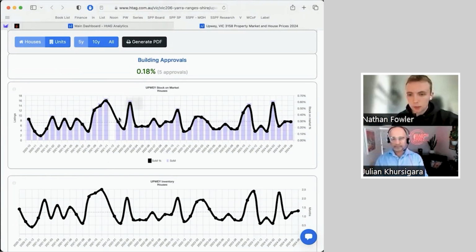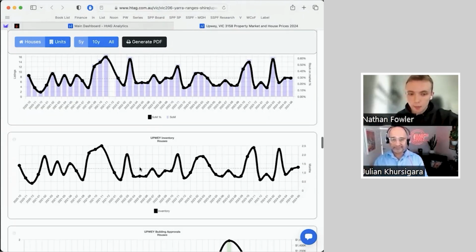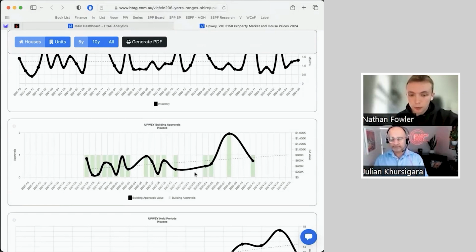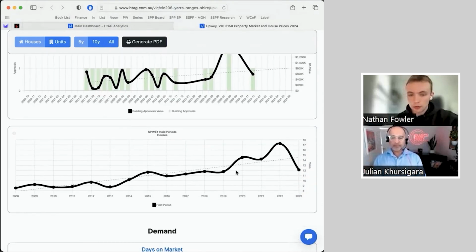You can see the stock on market has been relatively flat, although that's a pretty key metric. The same is pretty true for inventory as well. The long-term trend over the last 4 years at least is pretty flat. Building approvals are actually moving up. In the long term, they're certainly trending up. The short-term trend, however, has been pretty drastically coming down, which is a better sign for capital growth projections. Hold periods are a similar story in terms of the long-term trend. You can see it's been pretty steadily climbing since at least 2008.